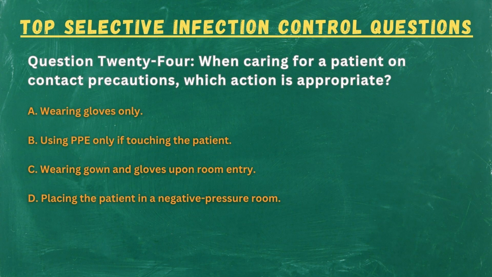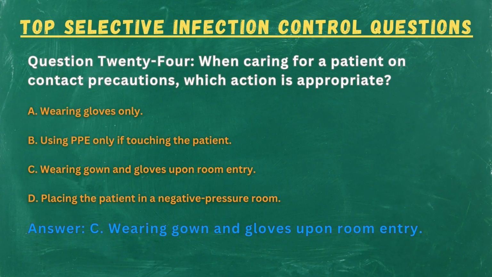Question 24. When caring for a patient on contact precautions, which action is appropriate? A. Wearing gloves only. B. Using PPE only if touching the patient. C. Wearing gown and gloves upon room entry. D. Placing the patient in a negative pressure room. Answer. C. Wearing gown and gloves upon room entry.